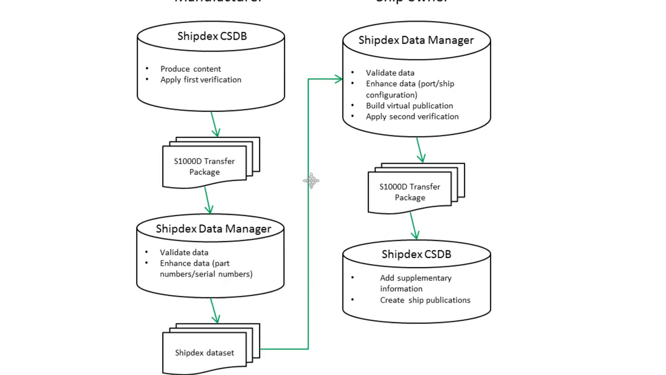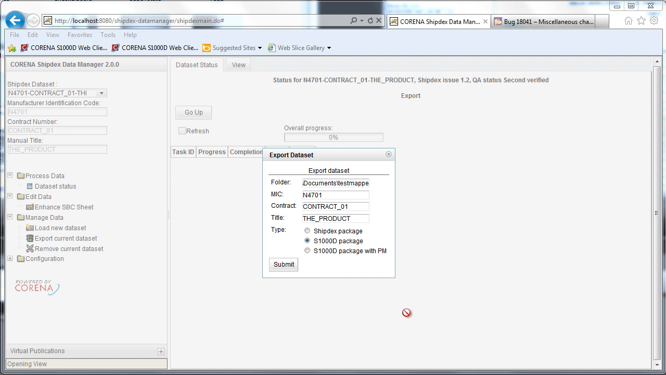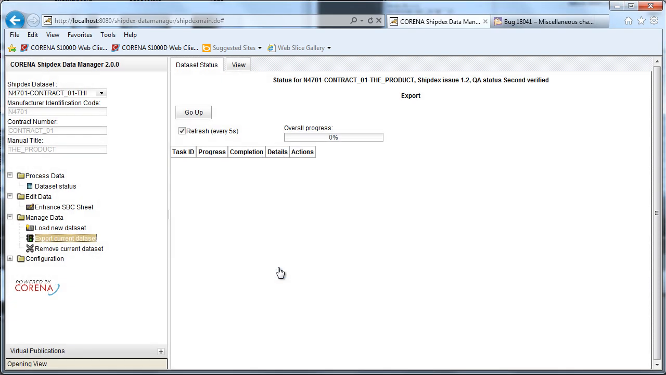The data can then be exported and transformed to an S1000D transfer package, and loaded into the ship owner's S1000D CSDB.